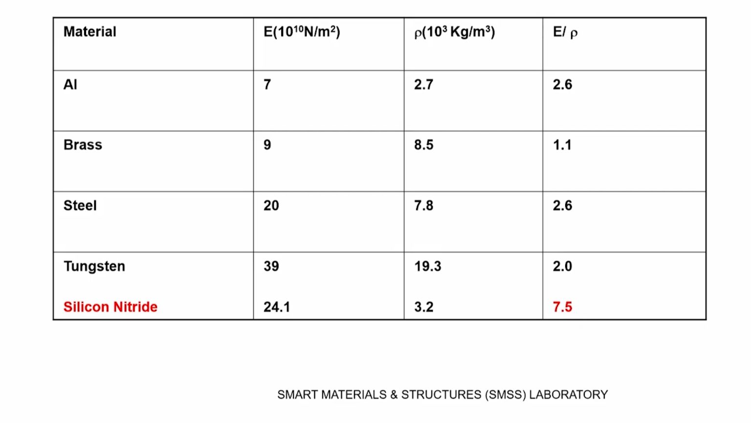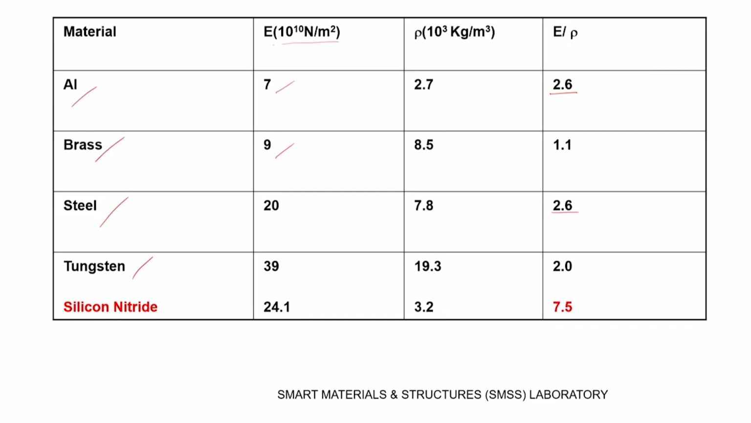Now, you try to use all these materials like aluminum, brass, steel, tungsten, each one of them with E in terms of 10 to the power 10 Newton per square meter, and you will get E by rho. So, you can easily take the square root of E by rho, but this E by rho is telling you that so far, out of all this material, two probes could be good. One is if you go for aluminum or if you go for steel.